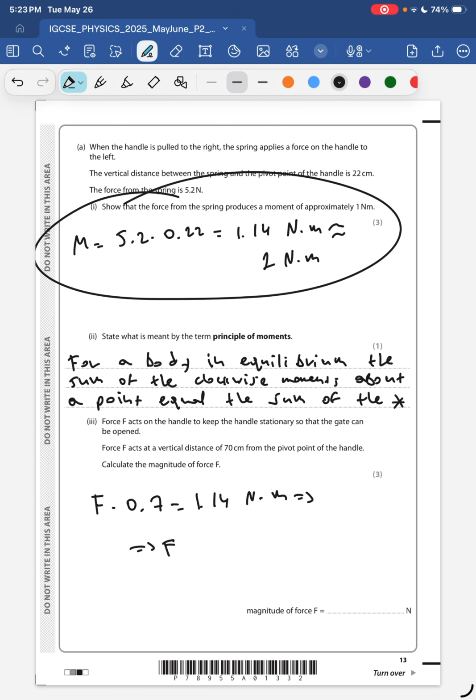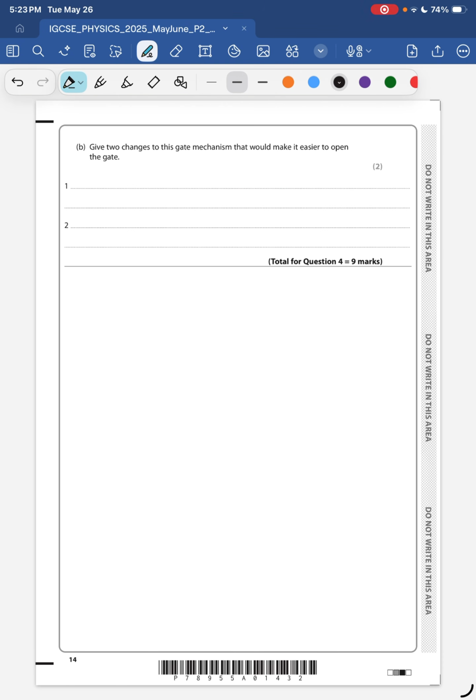So the force is 1.63 newtons. Okay, moving on. Give two changes to this gate mechanism that would make it easier to open the gate. So use a longer handle, or use a weaker spring. And I mean a spring with a lower k, the spring constant. So it's a softer spring, if you will.